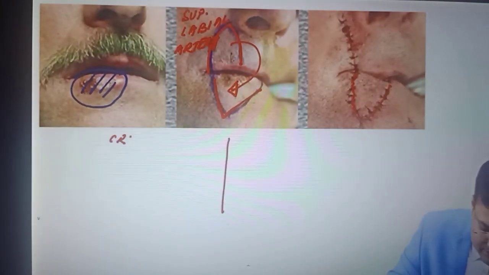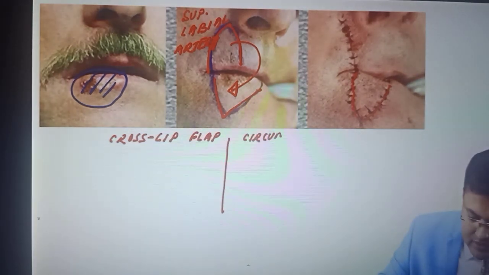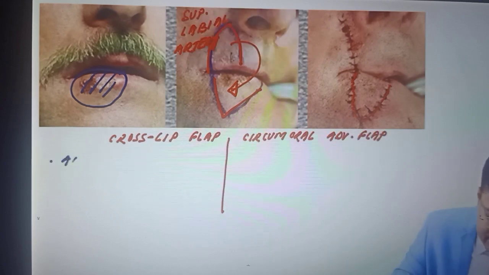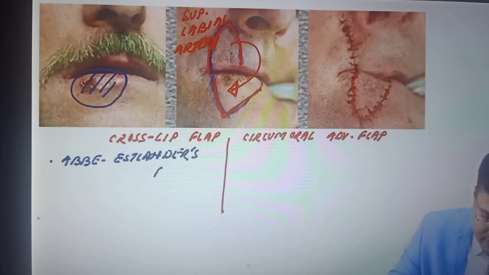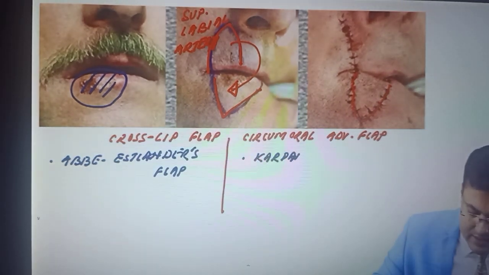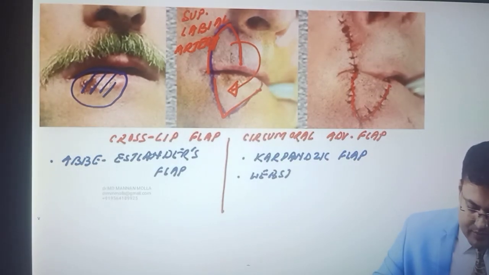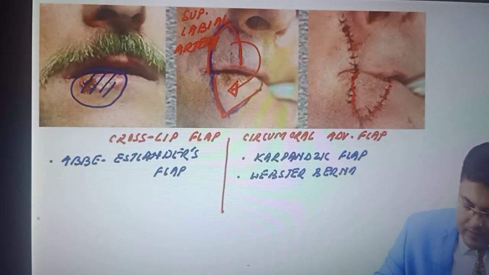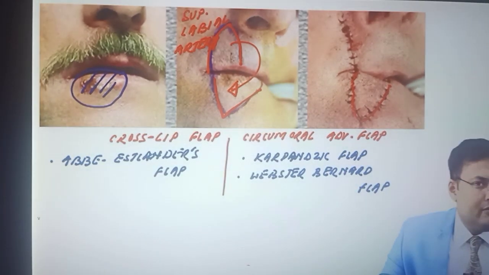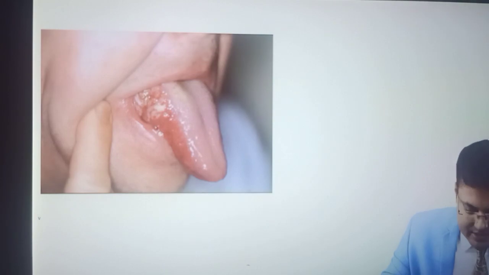So what are the flaps used for lip reconstruction? First, the cross-lip flap, and second, the circumoral advancement flap. The example of the cross-lip flap is the Abbé-Estlander flap, based on the superior labial artery. The circumoral advancement flaps are, first, the Karapandzic flap, and second, the Webster-Bernard flap. Clear? So this is how we reconstruct the lip. And if the tumor is T3 and T4, apart from surgery we have to use radiotherapy. Now see carcinoma tongue. In this picture, you can see the site of malignancy.